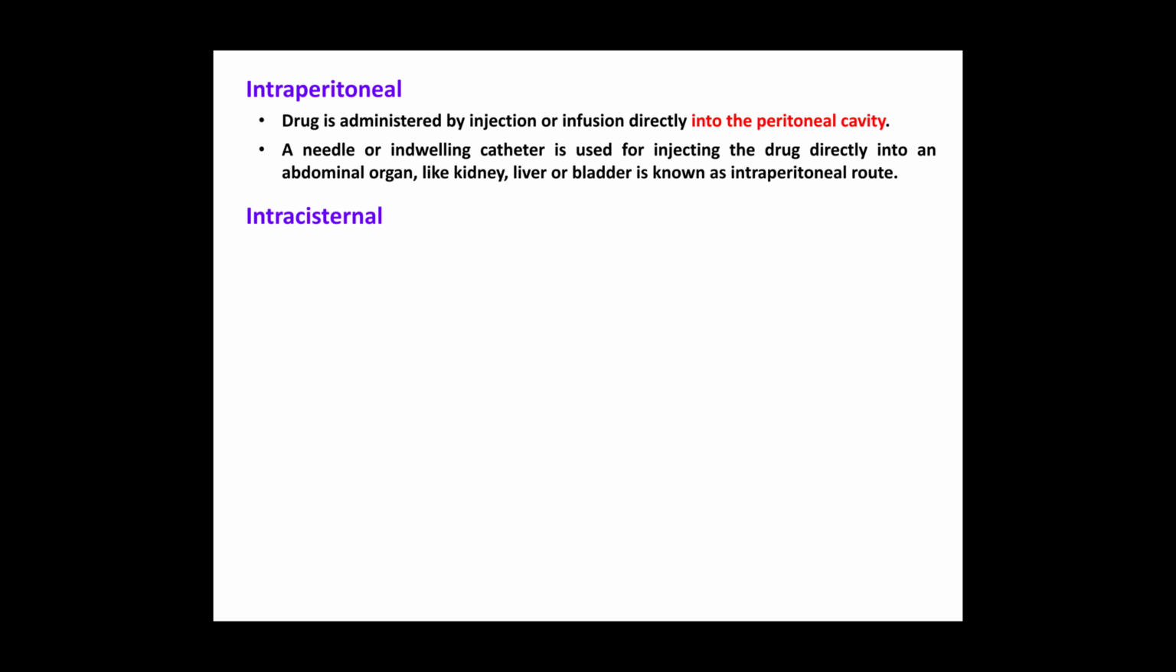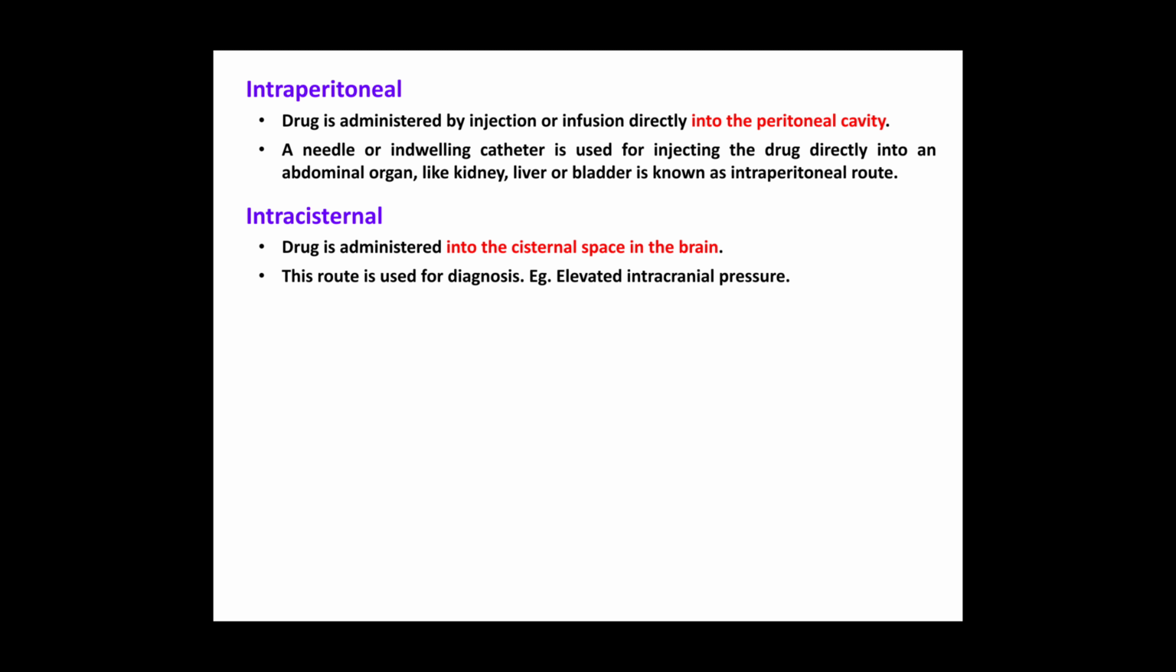The next route is intracisternal route. In intracisternal route, a drug is administered into the cisternal space in the brain. Intracisternal route is used for diagnosis. For example, this route is used for giving a drug which is used to diagnose the elevated intracranial pressure of the brain.